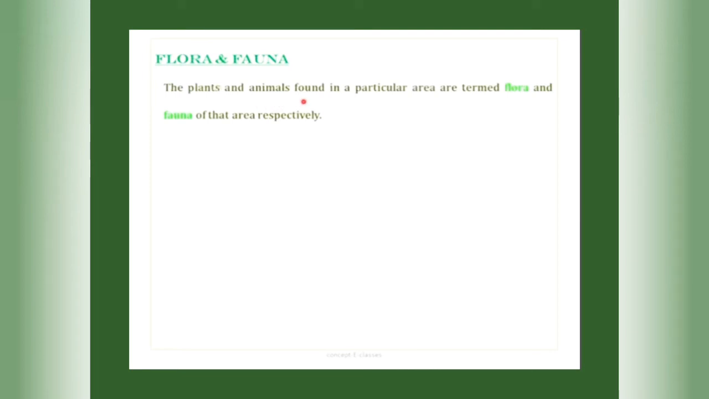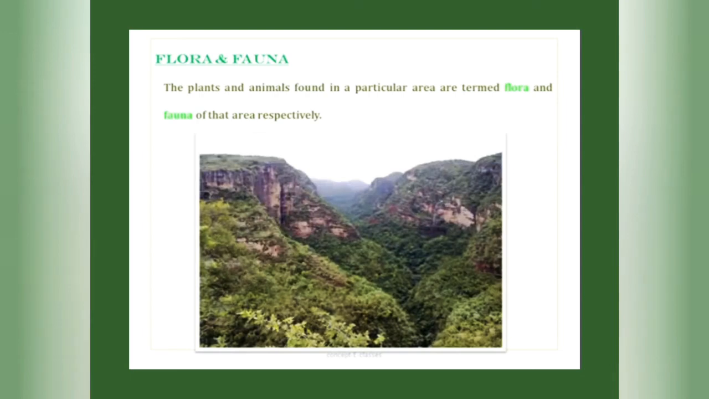The plants and animals found in a particular area are termed as flora and fauna of that area respectively. That is, the plants found in a particular area are termed as flora and the animals found in a particular area are termed as fauna of that area. Now let's see an example.